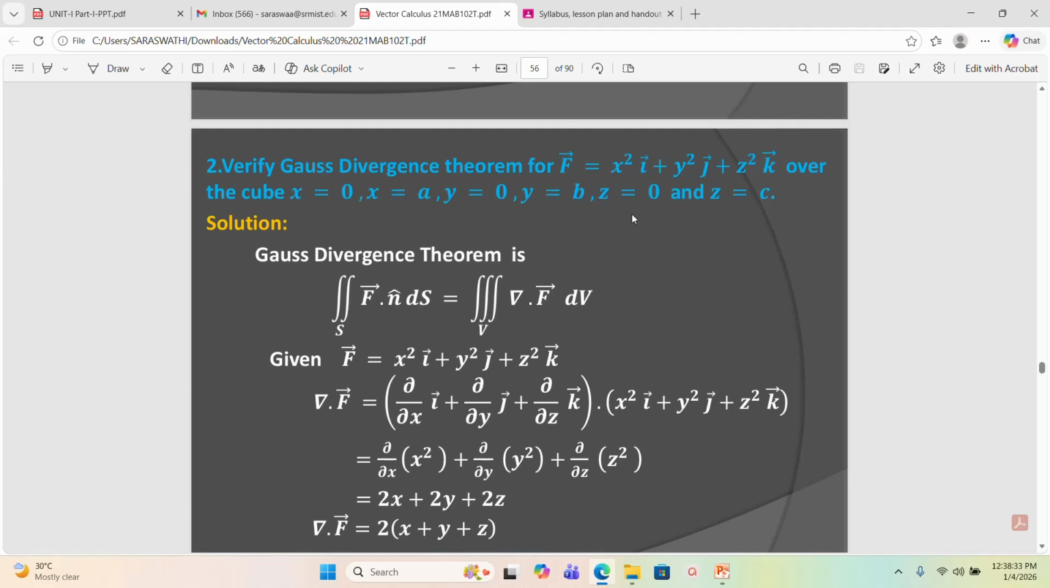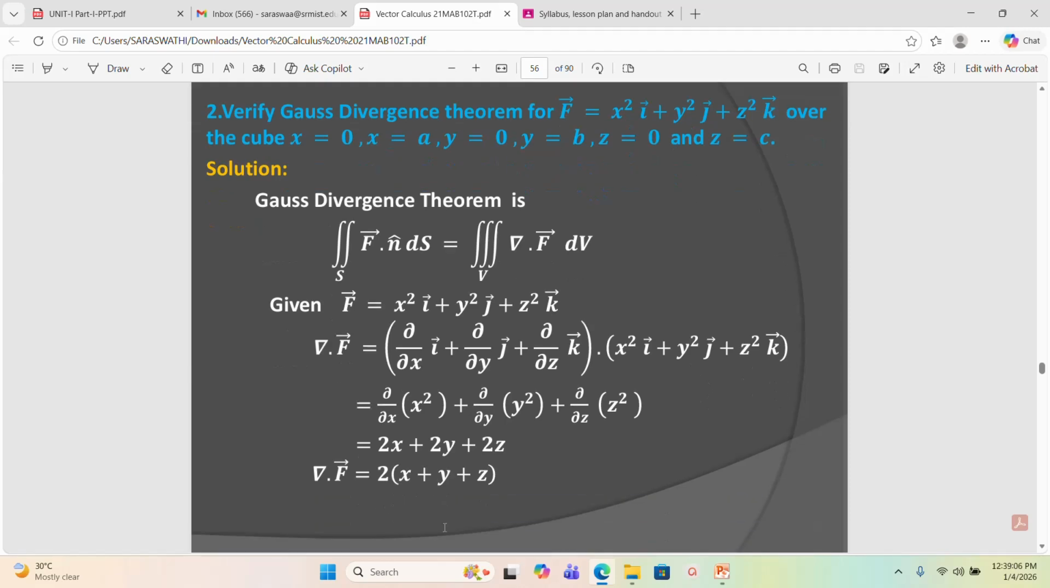Now f vector is given, so find del dot f vector. As usual, find the divergence: del dot f vector, with f equal to x square i plus y square j plus z square k. So dou by dou x of i dot i equal to 1: dou by dou x of x square plus dou by dou y of y square plus dou by dou z of z square. Differentiate partially with respect to x, y, and z. So the answer is 2 into x plus y plus z.